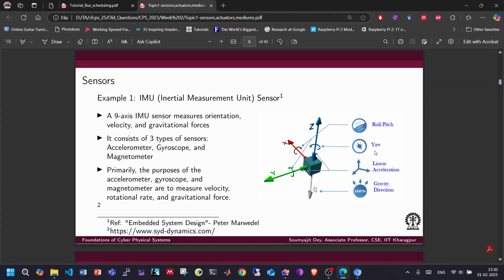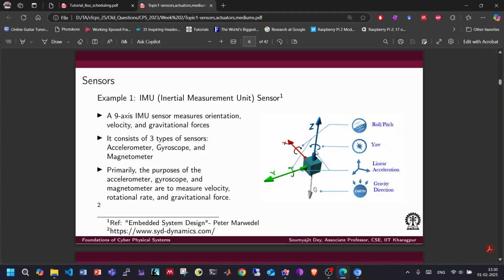Sir, can we say the IMU is for the linear acceleration and the gyroscope sensor is for angular acceleration? No, no. Basically, an IMU sensor consists of multiple sensors. The inertial measurement unit is a sensor unit that uses the inertia of a proof mass or a seismic mass. That is what I told at the start.